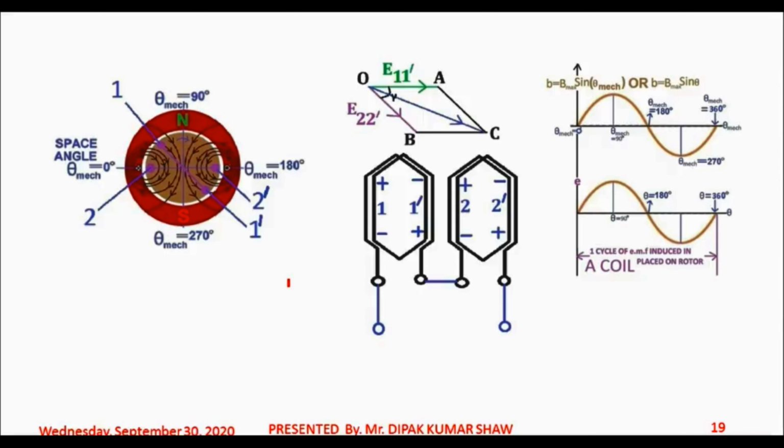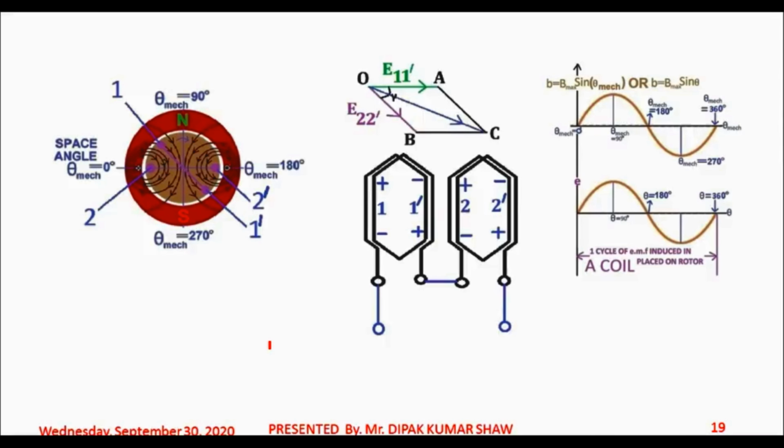Now we would like to represent the EMF induced in the coil by a phasor. Why do we want to represent it by a phasor? Because the EMF induced in the coils is sinusoidally varying with time. So that's why the EMF induced in the coil can be represented by a phasor, because you know a phasor is a quantity which changes in magnitude sinusoidally with time.